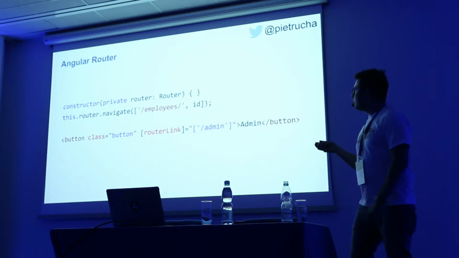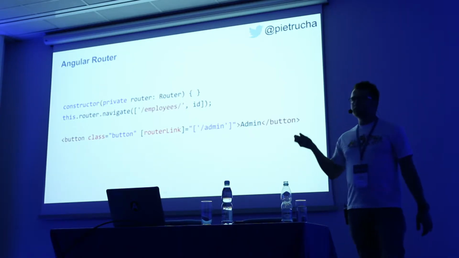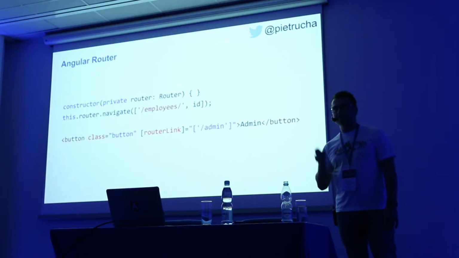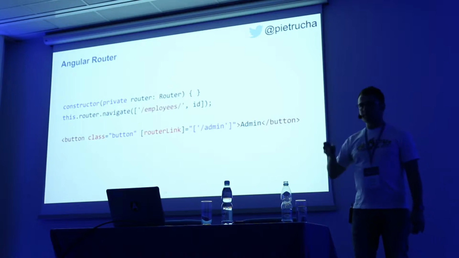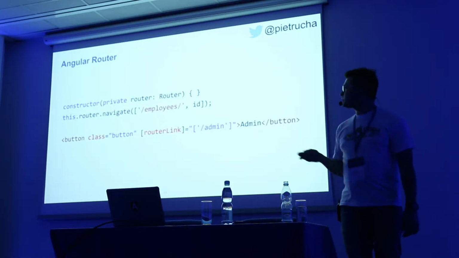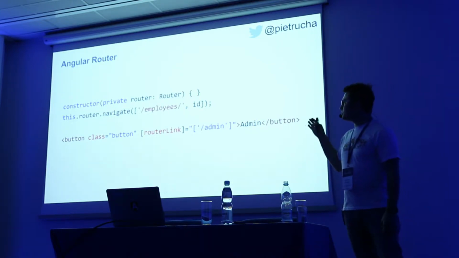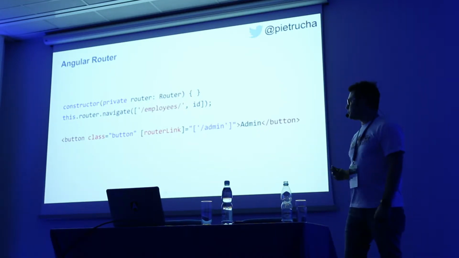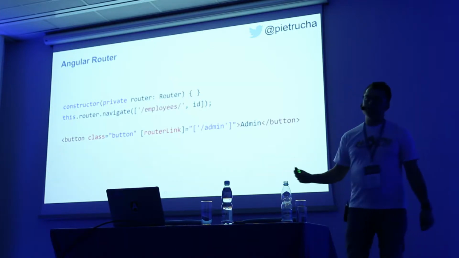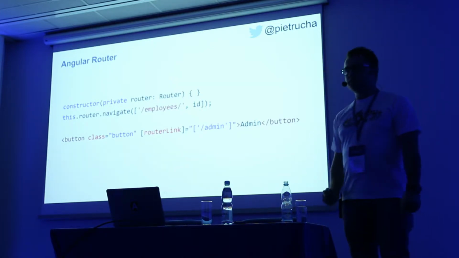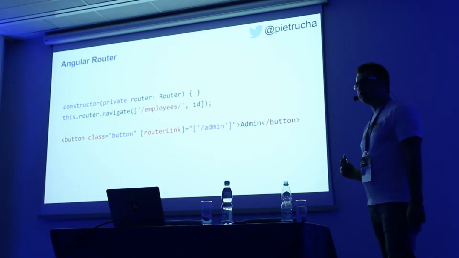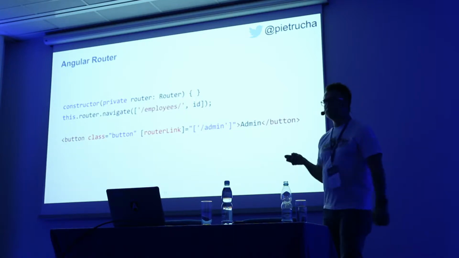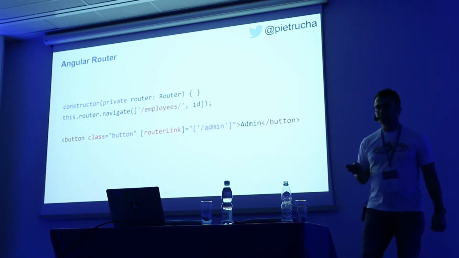So in this case, we have employees, and the second element in this array is the next segment. The segments are divided by the slash. So in this case, it will end in employees slash and a given ID that we will use to navigate to. The second way is to use the declarative approach, so we will use the router link directive, and as the argument to this directive we will give our array of segments.